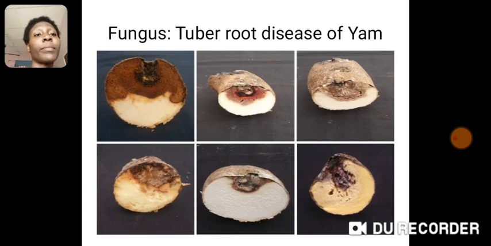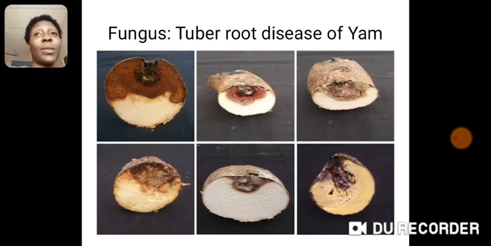So it's called tuber rot disease of yam. So please, it's tuber rot, not tuber root. So please change that root to rot when you're taking down your notes. Okay, so that's tuber rot disease of yam. You can see that the yams are rotting away, the yam crop. The tubers, as many as they are there, they are rotting away.